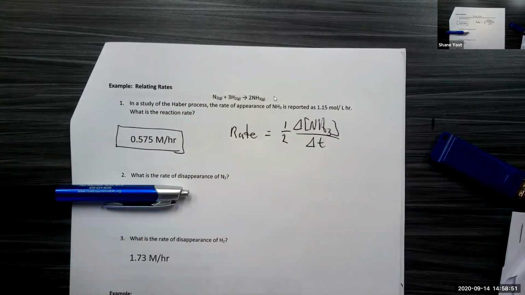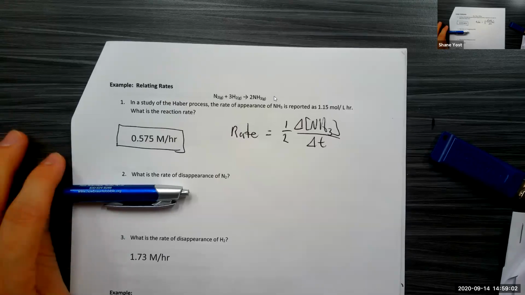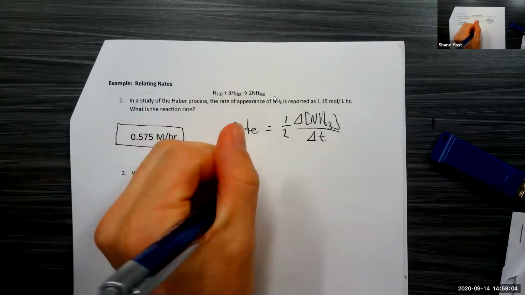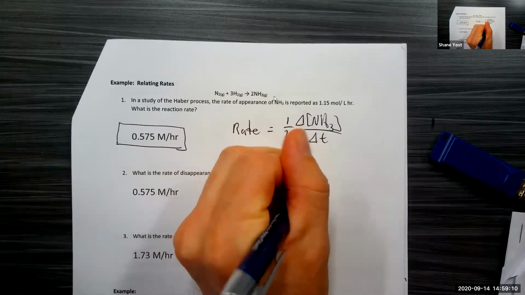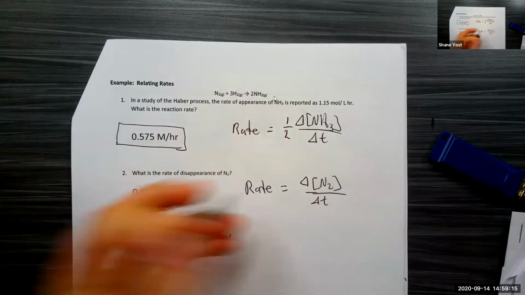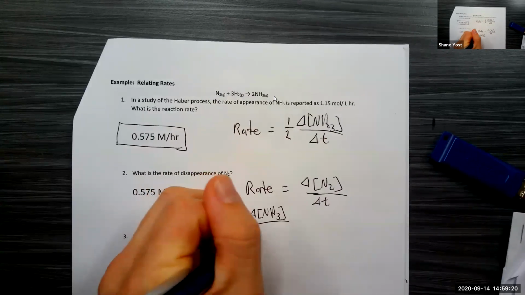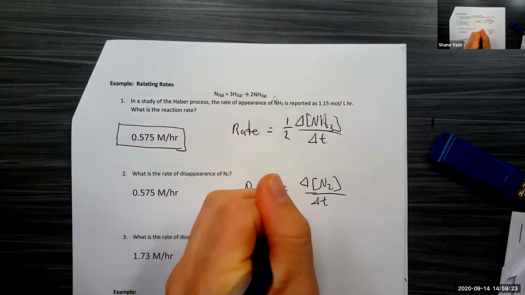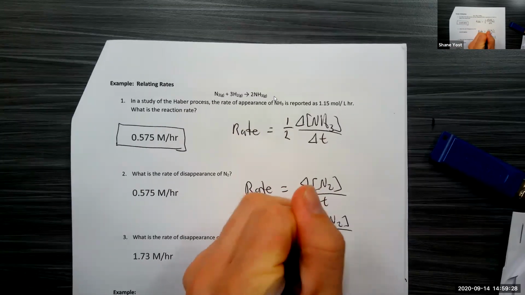And I look at what is the rate of disappearance of N2. To find that, I can do a number of things. Now that we know the rate of the reaction, I can say, how is the rate of the reaction related with the rate of change of N2? Or I can say, how is the rate of change of NH3 related with the rate of change of N2? There's a number of ways you can do this.